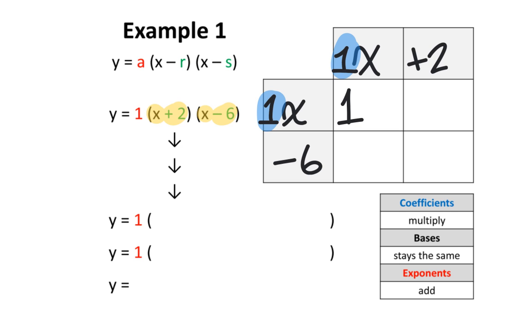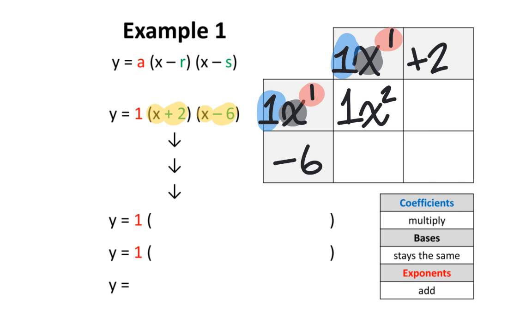Next, you want to take a look at the bases. There's a base of x here and there's a base of x here as well. Bases stay the same. So this is going to remain x. And last, we want to take a look at exponents. There is no exponent here and there is no exponent there. That just means there's a hidden 1. And we want to add exponents. So 1 plus 1 is going to give you 2.